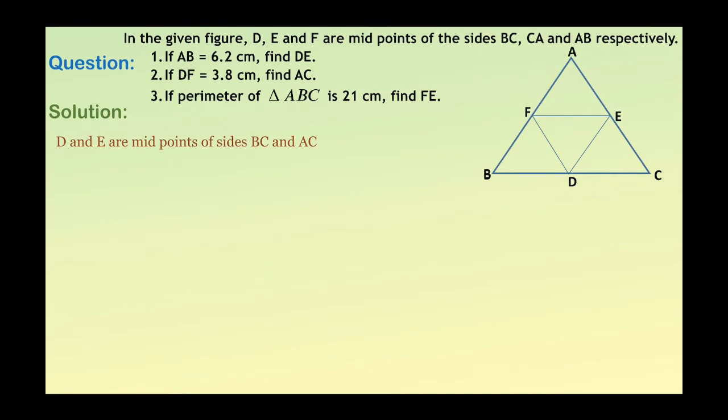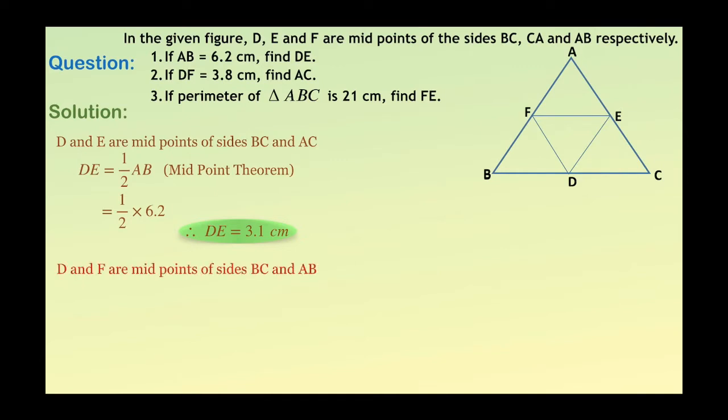So if we see in the figure, D and E are the midpoints of sides BC and AC of the triangle. So the line segment joining these midpoints, by the midpoint theorem, is parallel to the third side and half of the third side. So we have DE equals half of AB. Using the values given in the question, we can calculate DE as 3.1 centimeter. In the same way, D and F are midpoints of the sides BC and AB of the triangle, and by using the midpoint theorem, we can write DF is half of AC. Again, using the data given in the question and on calculation, we get AC equals 7.6 centimeter.